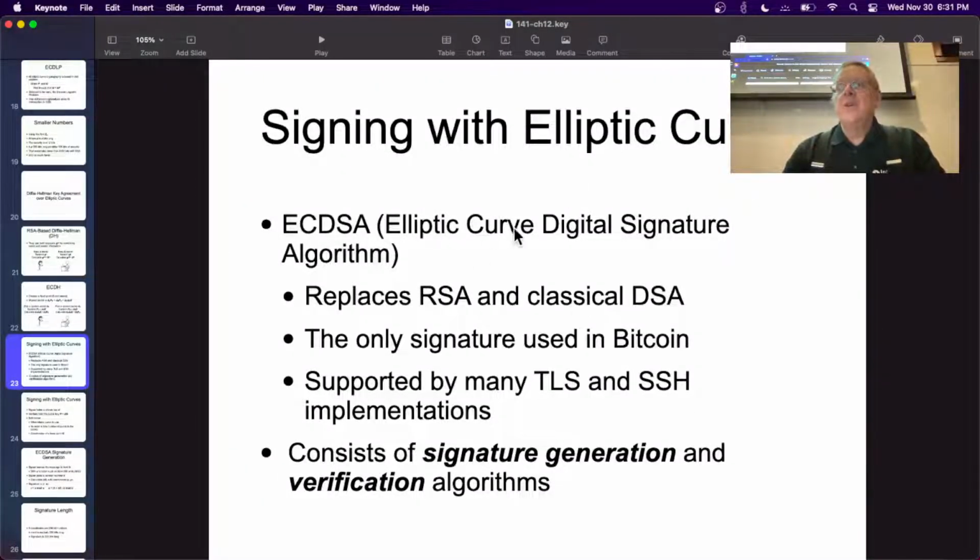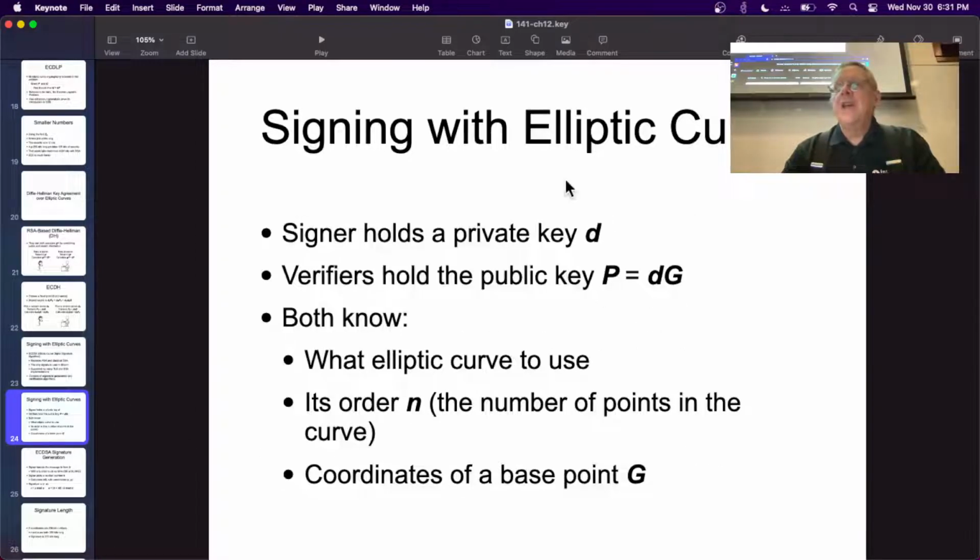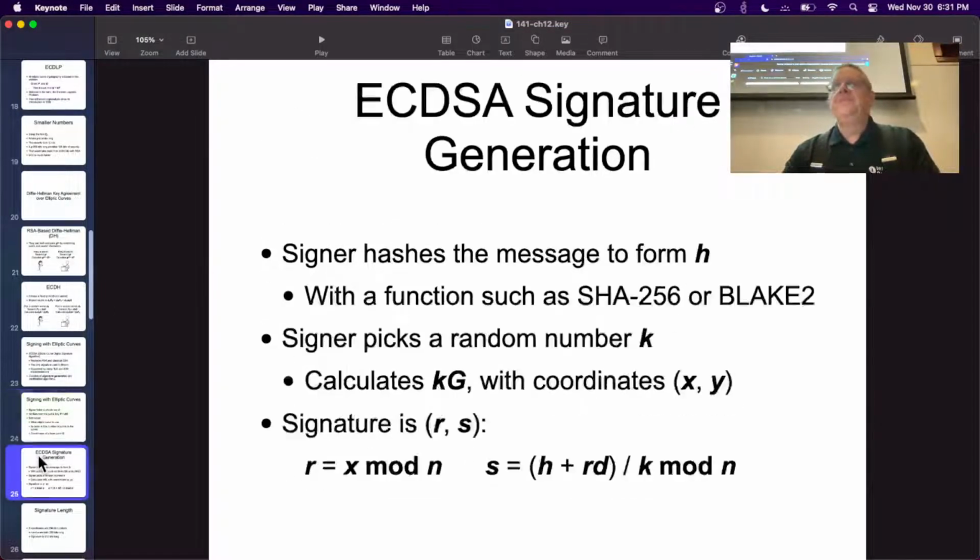You can sign with elliptic curves. Same thing, this is the elliptic curve digital signature algorithm. This is what's used in Bitcoin. And so you have signature generation and verification. To sign, you have a private key, and verifiers have a public key. So you can use your private key to sign something, and people can verify it with your public key. All they have to know is which curve you're going to use, its order, the number of points, and the coordinates of a base point G. And they can then verify a signature.